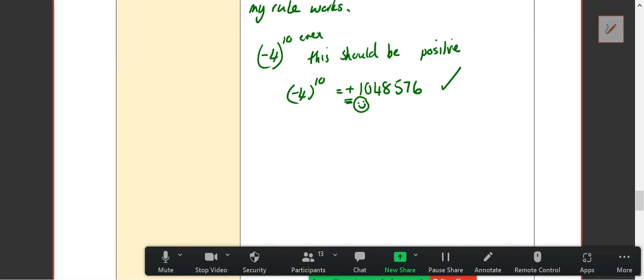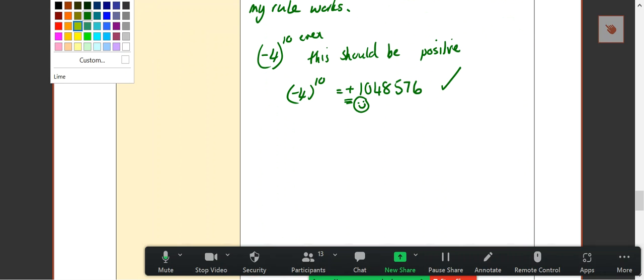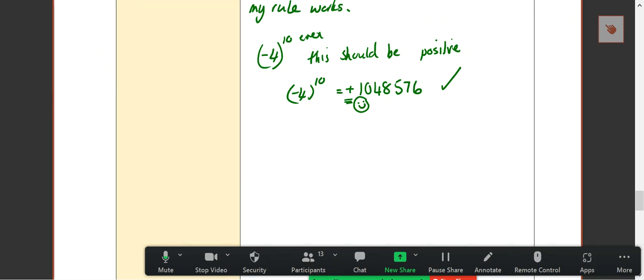And another one we probably should do, because we also stated that if the base is positive, so if we did 5 to the power of 5 or 5 to the power of 6, so that's odd and that's even, they should both be positive, right? So what's 5 to the power of 5?